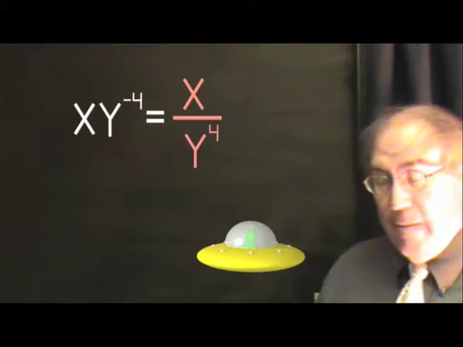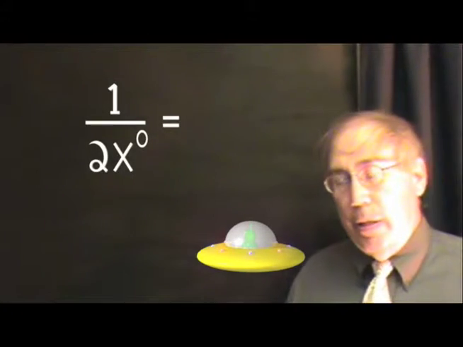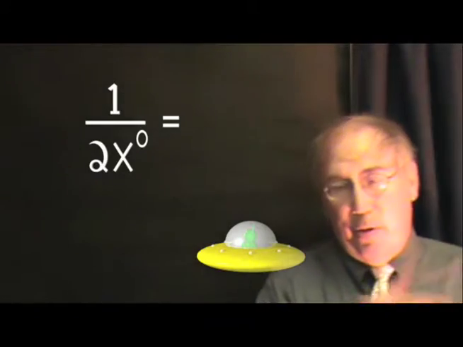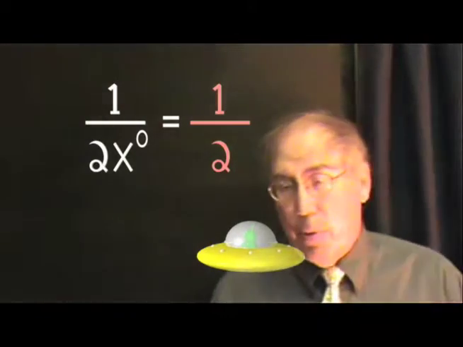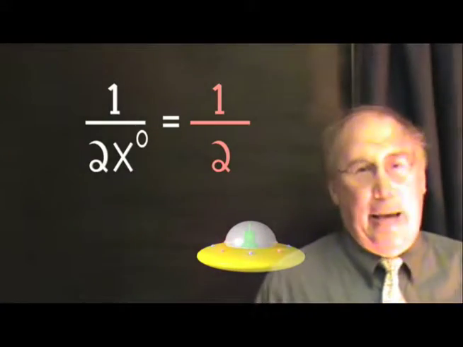Okay. Here we have x to the 0 in the denominator. That's just 1, as we learned back that a number to the 0 power is equal to 1. So our answer is 1/2.